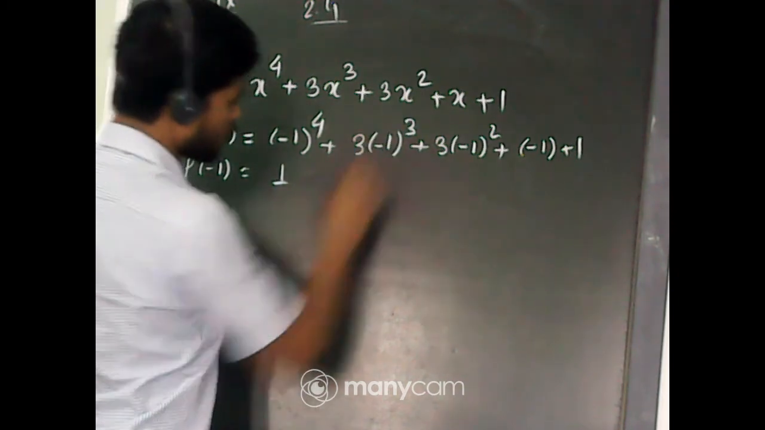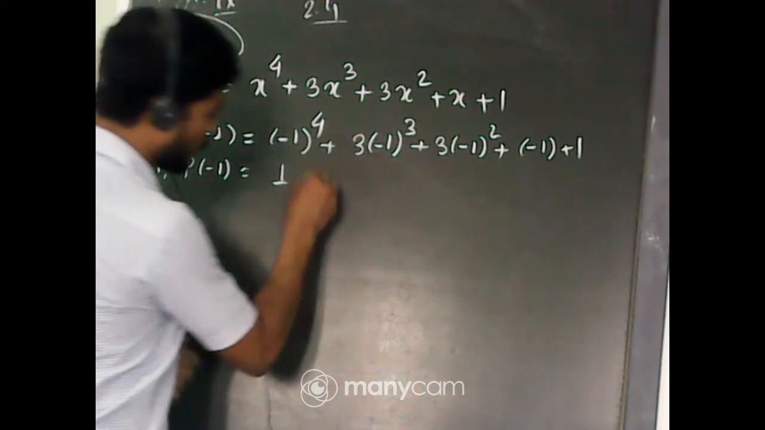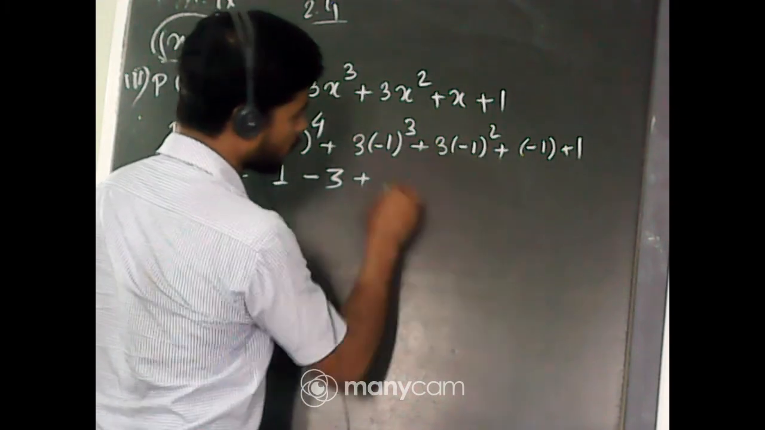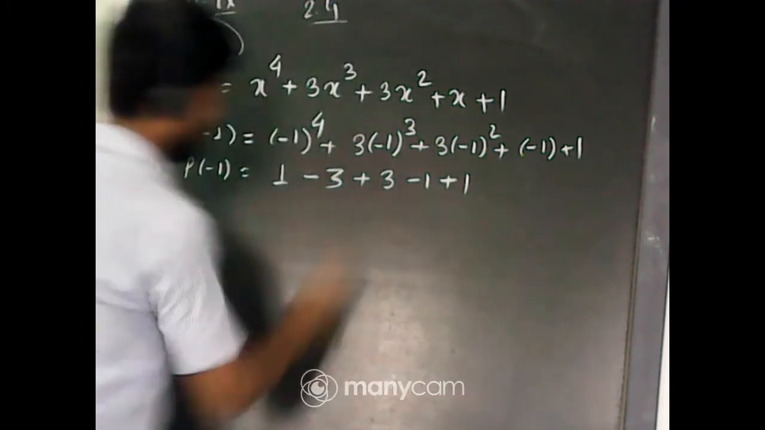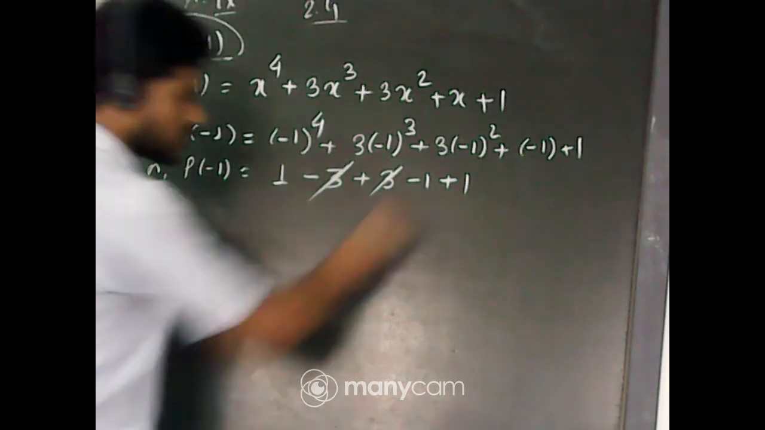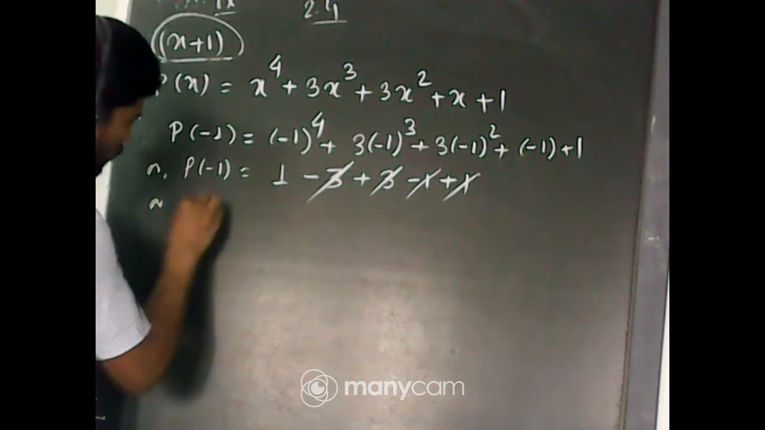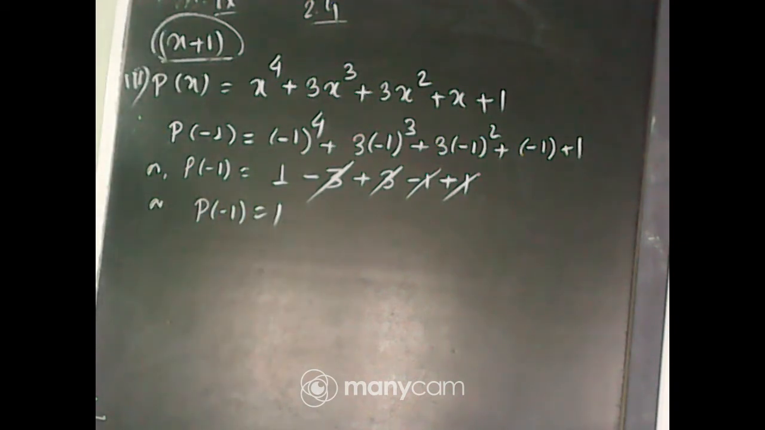3 into minus 1 whole cube, minus 1 whole cube is equal to minus 1, into plus 3, that is equal to minus 3. Then 3 into minus 1 whole square, that is plus 3, this is minus 1 and plus 1. So plus 3 minus 3 will cancel each other, minus 1 and plus 1 will cancel each other, so p of minus 1 is equal to 1.